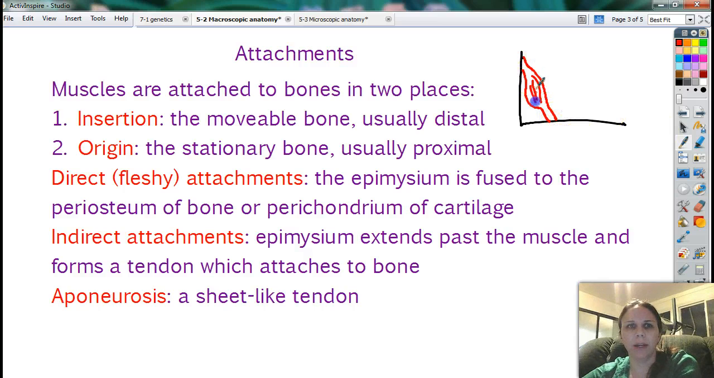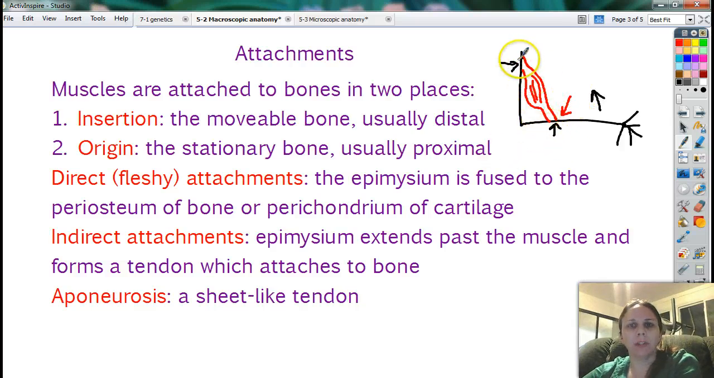So here's your biceps right here. The area where it's attached to the bone that moves, because if you shorten this muscle, this bone will come up, we call that the insertion. Where it's attached to the bone that doesn't move, we call that the origin. The origin is typically closer to the middle line of the body, so it's proximal. The insertion is usually farther away. This is your hand right there, 5 fingers. So insertions are usually distal.